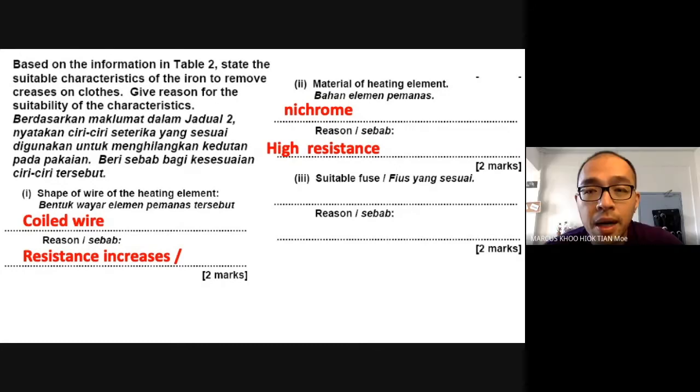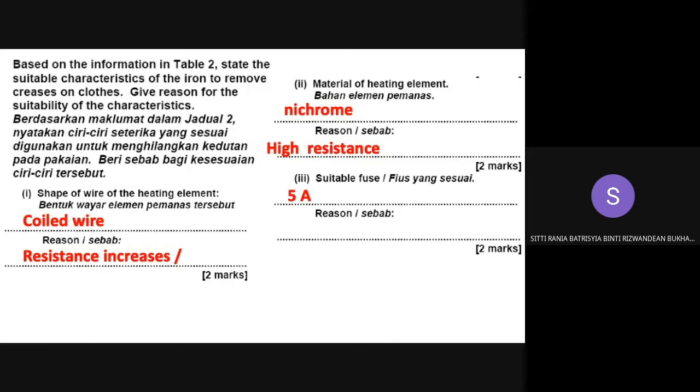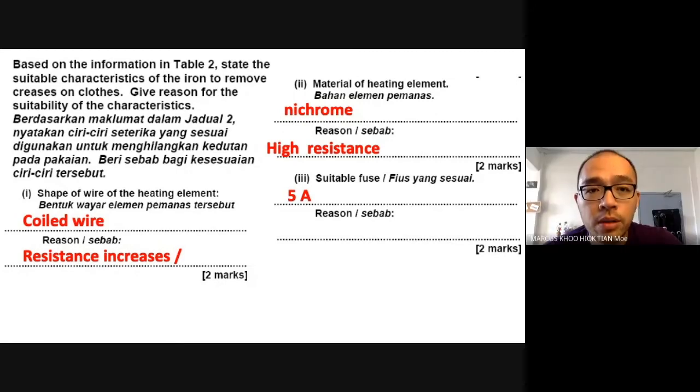5A. 5 ampere. Why 5 ampere? I write more current flow which causes more heat. Low current flow which causes low heat. Okay. No, more current flow which causes more heat. More current flow which causes more heat. Okay. I think that's a good try. It's not entirely correct, but we can learn from there.